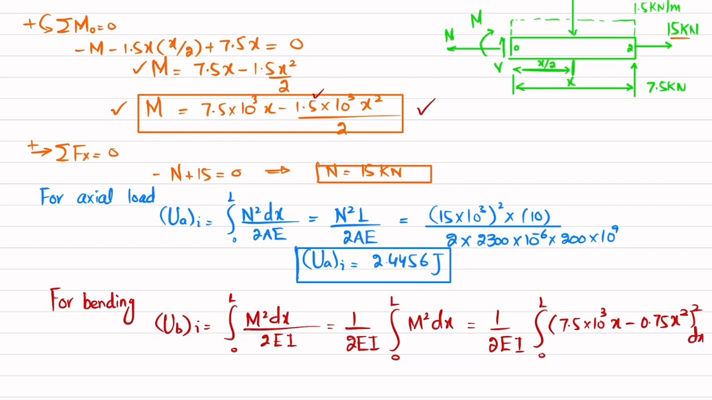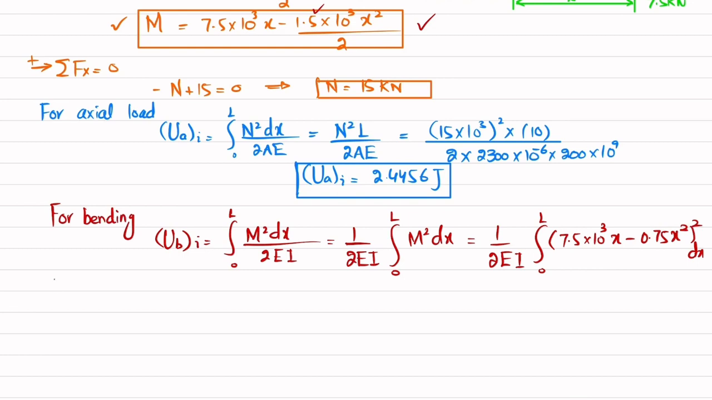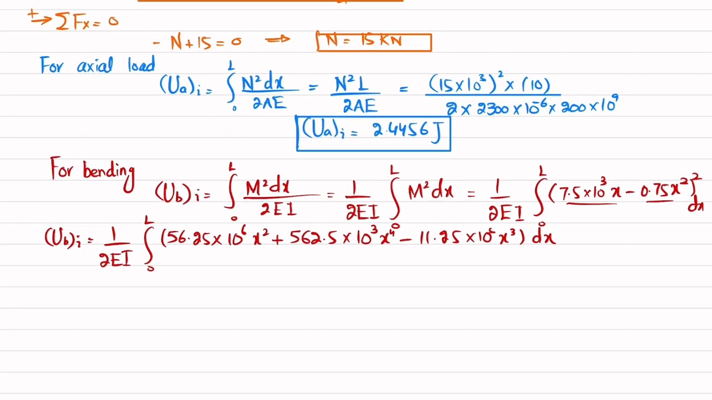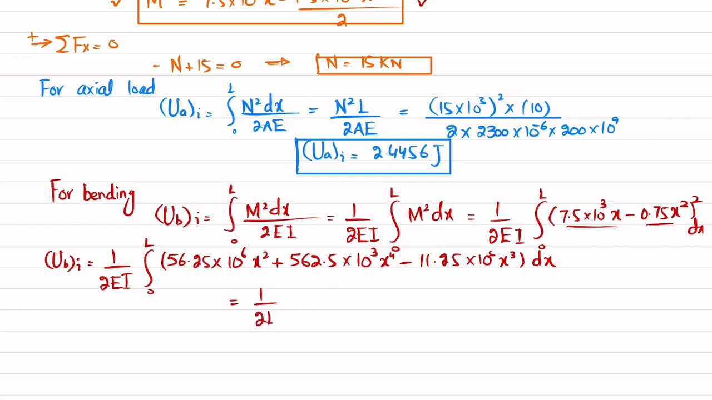Now you take the square. Strain energy due to bending is equal to 1 over 2EI integral from 0 to L of 7.5 into 10 to the power 3 square, which will be 56.25 into 10 to the power 6 x square, plus 0.75 whole square, which will give you 0.5625, into 10 to the power 3 x power 4, minus 2 times this term plus this term, which will give you minus 11.25 into 10 to the power 6 x cube, into dx. Clear?